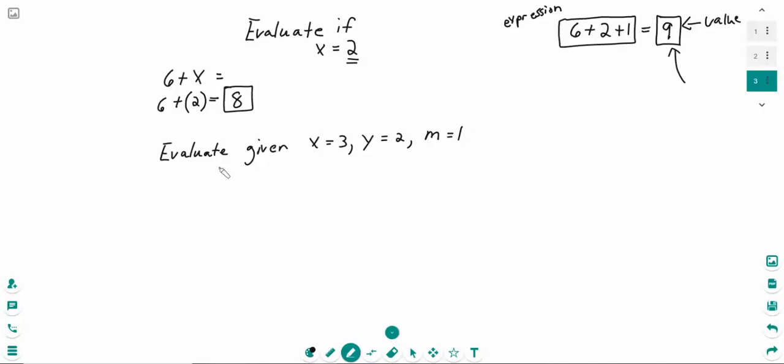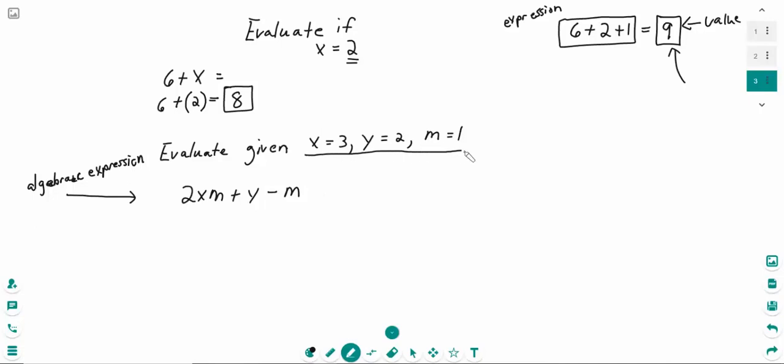All right, and then our expression is going to be, oh, let's go 2xm plus y minus m, something like this. All right, so this again, this is our algebraic expression. Whoops, if I can spell it here. Algebraic expression. And these are the values that they're telling us.